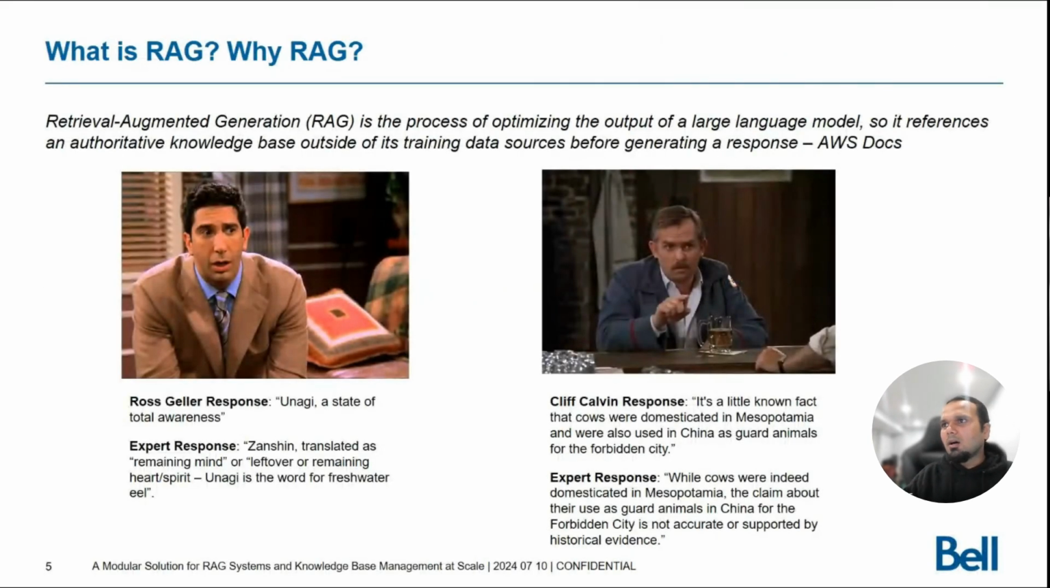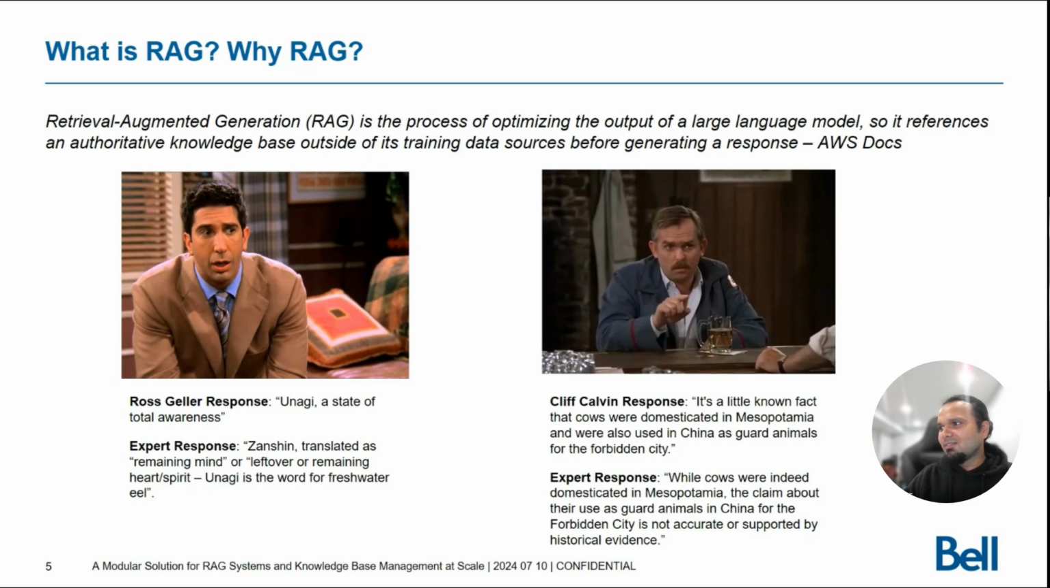All right, so an introduction to RAG. RAG stands for Retrieval Augmented Generation, wherein you augment and optimize the output of a large language model so that it references a knowledge base outside of its training data sources before generating a response. So while Ross Geller, assuming he is an LLM, would say Unagi is a state of total awareness, a RAG would probably correct him, refer to the right knowledge bases, and tell you that no, it's not. Zanshin is probably a closer representation of total awareness, and I might be wrong there as well. Whereas Unagi is an eel.